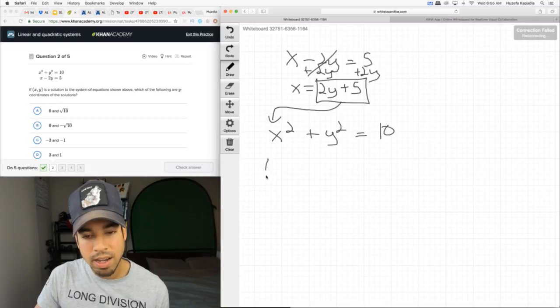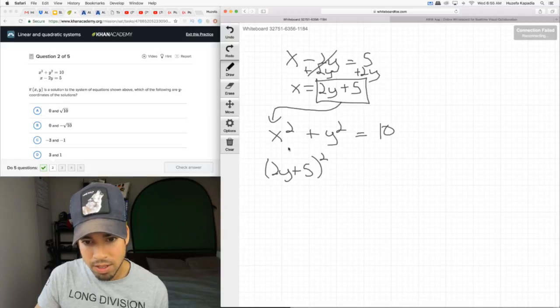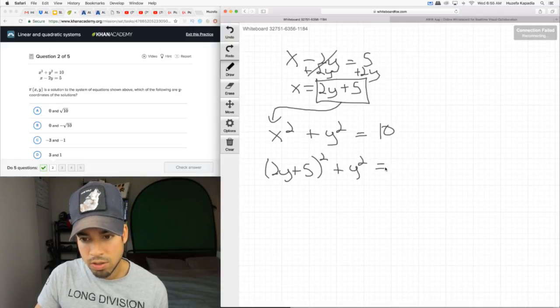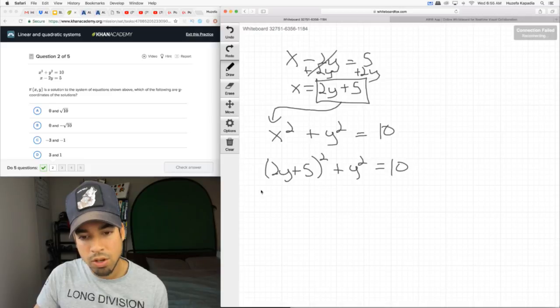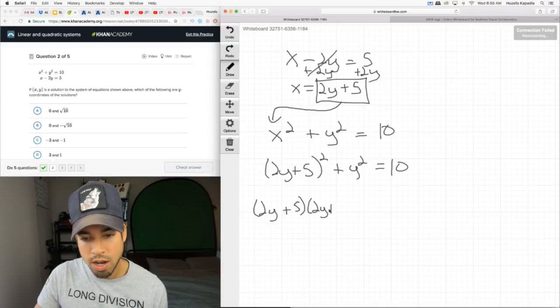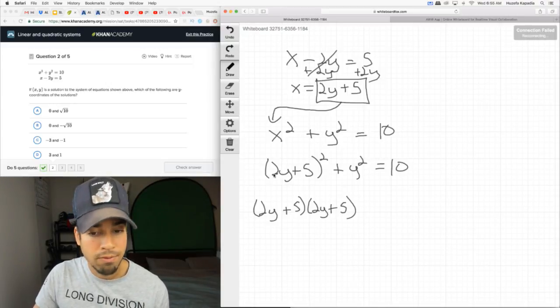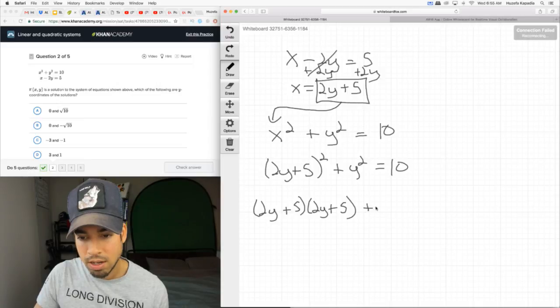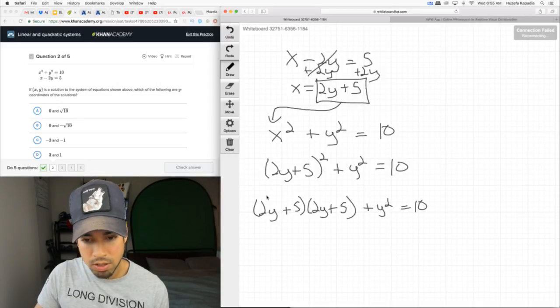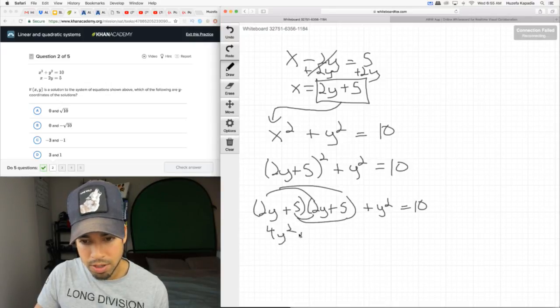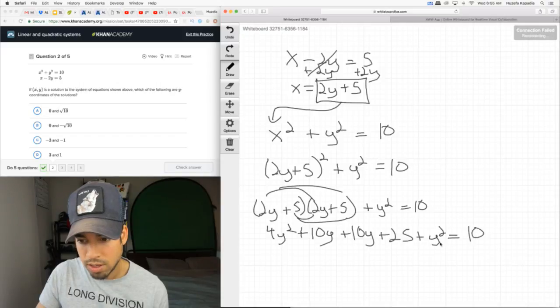So now I'm going to replace that x with 2y plus 5. And that is squared, right? Just like we had x squared, now we have this quantity squared equals 10. But we need to FOIL this. We can't just leave it like this, because this is actually 2y plus 5 times 2y plus 5. It's not just 4y squared plus 25. That would be a mistake. Now, let's FOIL this. So we get 4y squared plus 10y plus 10y plus 25 plus y squared equals 10.